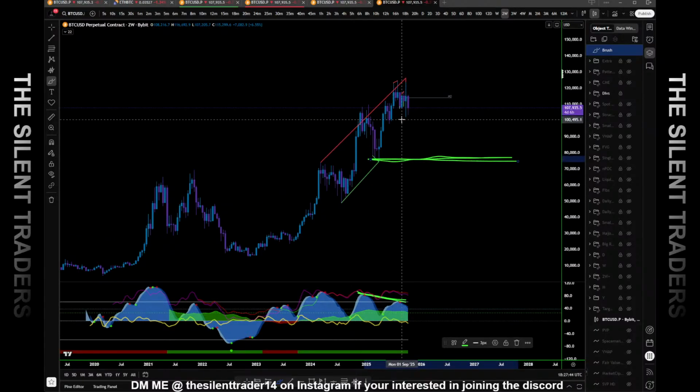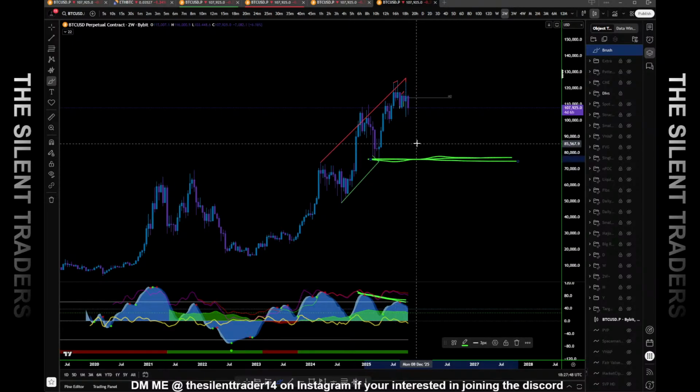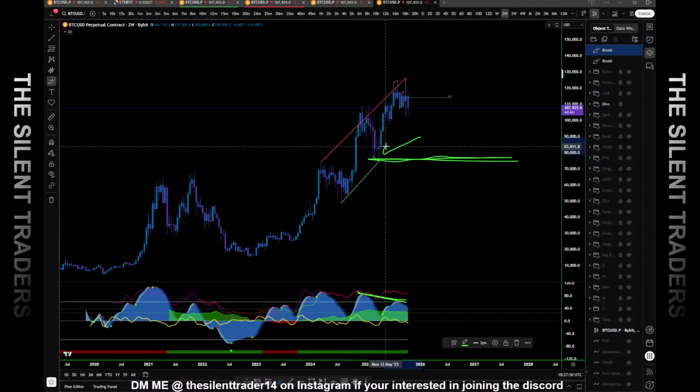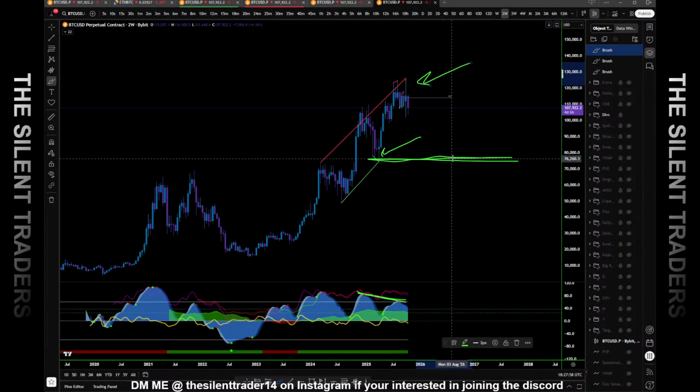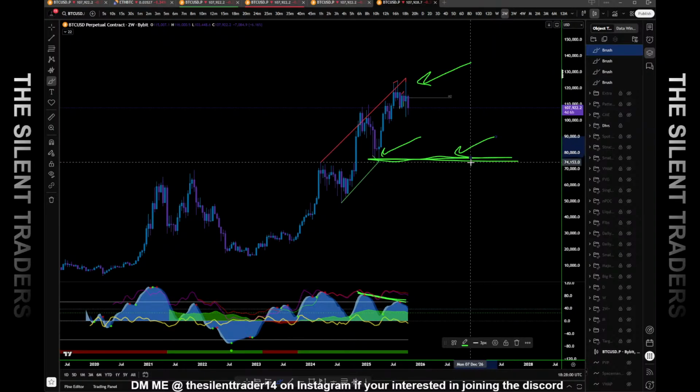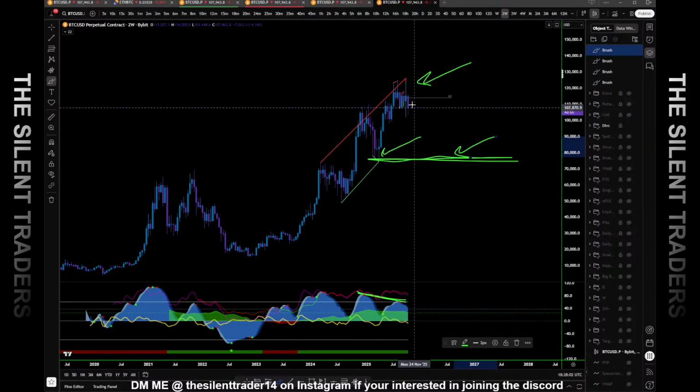On a bear div, you target a change of market structure. A change of market structure on the 2 week isn't till all the way down at right around 75,000, 76,000. So if this 2 week bear div is legit, minimum I'm targeting the protected low. And usually you target an actual change of market structure.